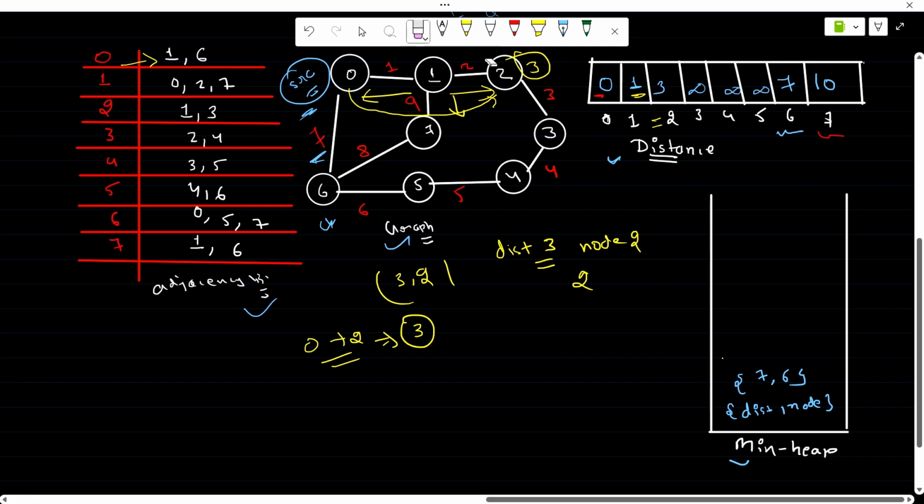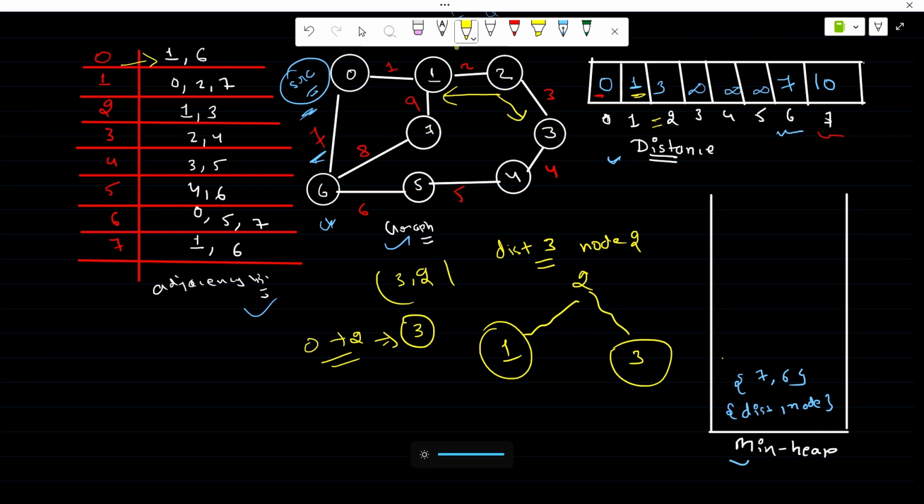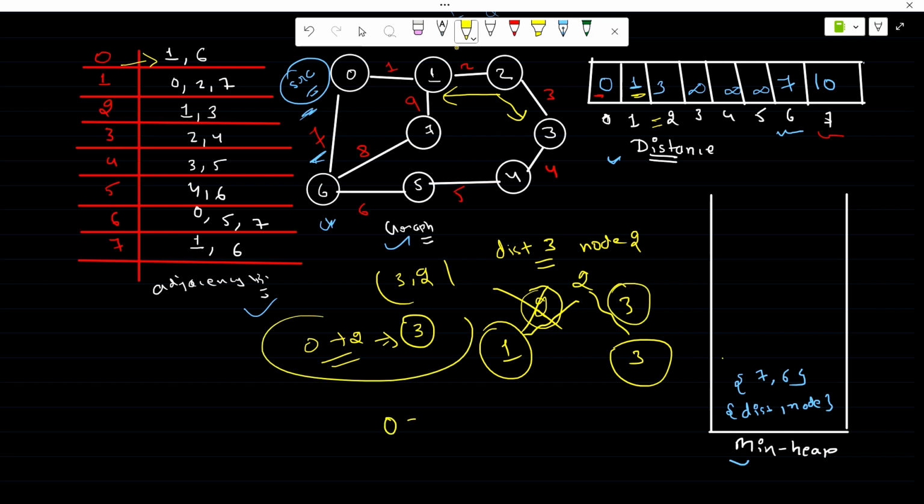Let me erase it also. Yes. From 2, we can go to 1, we can go to 3. And the cost is, from 2 to 1 is 2, from 2 to 3 is 3. We can reach 1 at a distance of 1, so by adding the cost of 2 to 1, we will not consider it because we already have the minimum distance. From 2 to 3, we can reach 2 from 0 at a distance of 3, and we can go from 2 to 3 at a distance of 3.